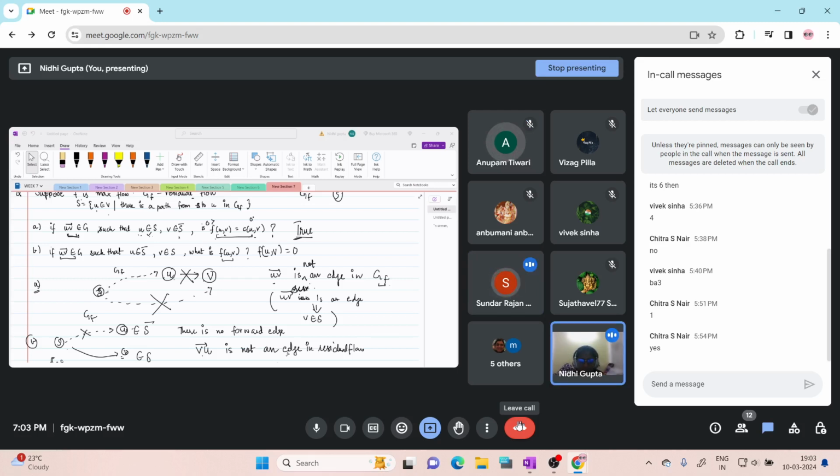So what were the two properties of the residual flow? First of all, if flow is strictly less than capacity, then we have a forward edge. And if flow is strictly greater than 0, then we have a backward edge. But if flow is 0, then as in all the examples that we did, we were only drawing the forward edge. There was no backward edge in those directions. So that is the question: in which scenario there will be no backward edges? When the flow value will be 0.